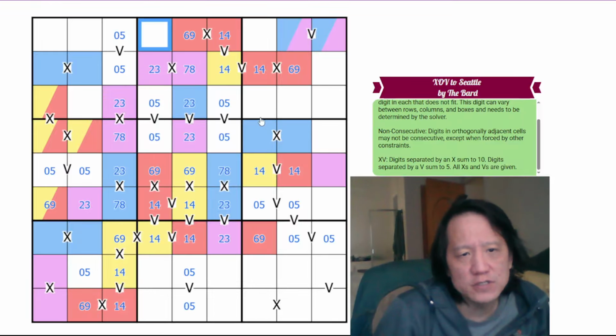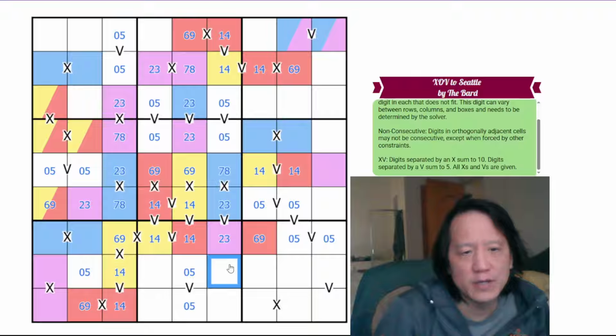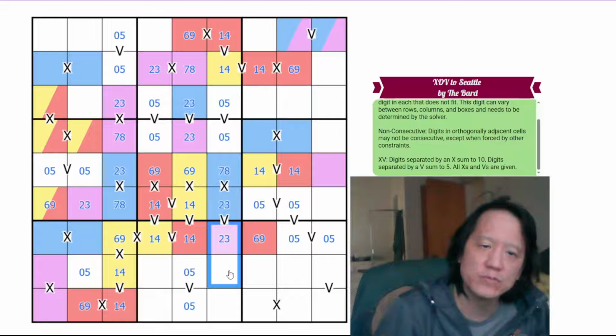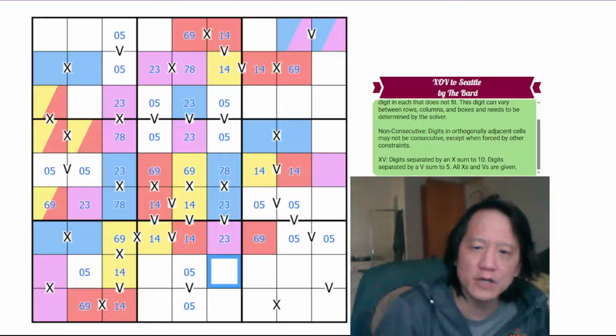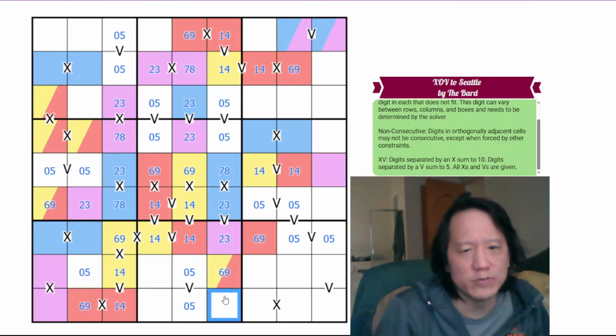This digit is 6, 7, 8, or 9. That doesn't help much. This cannot be pink high, because there would have to be an X in between them. So this has to be red high or yellow high. So it's 6 or 9. This, however, could be both.